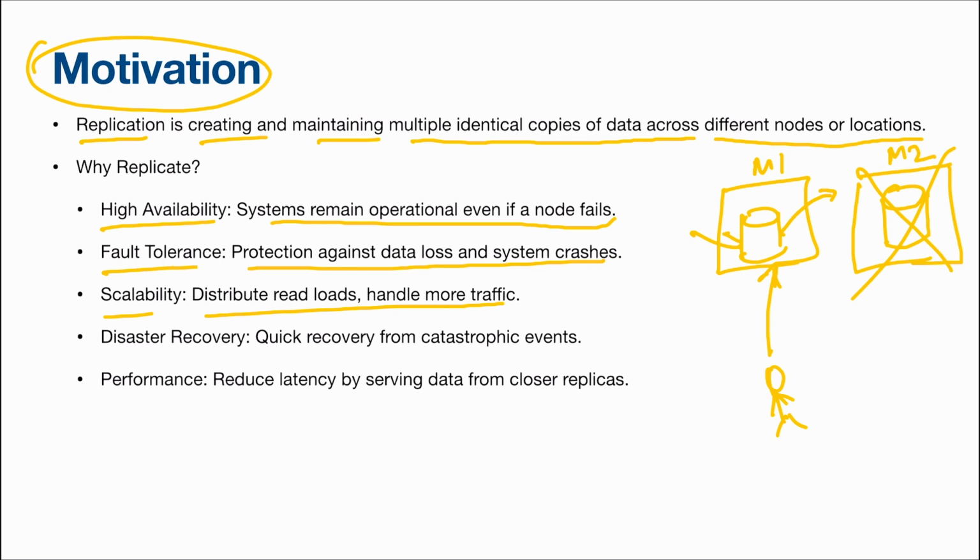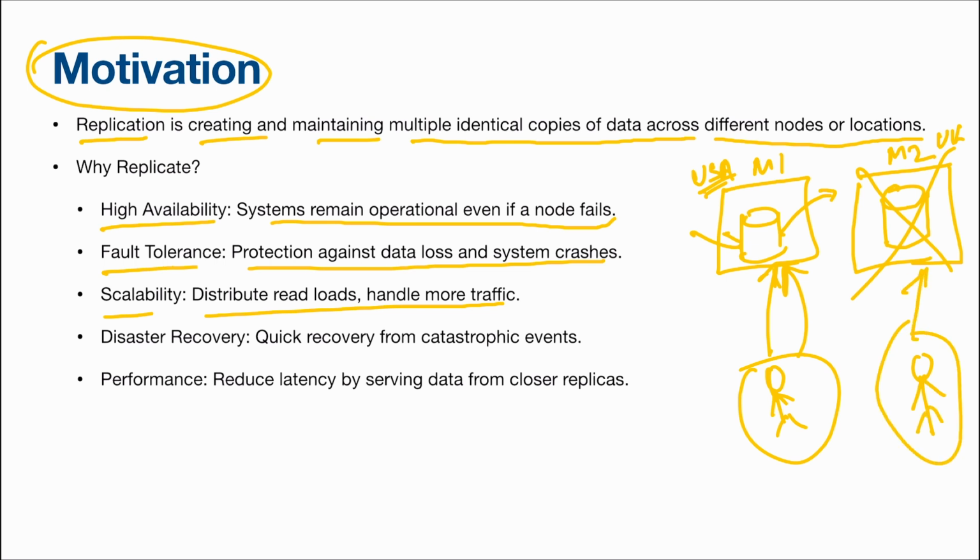Let's say, for example, machine 1 is in the USA and machine 2 is in the UK. A user in the USA can directly connect to the database in the USA, whereas a user in the UK can directly connect to the database in the UK. In that case, the load is distributed because the USA database does not become a single point of failure, and because the UK user is geographically closer to the UK data center, the request is much faster. So it's a win-win scenario.